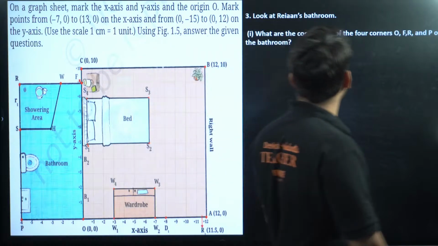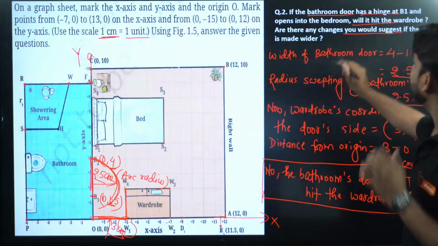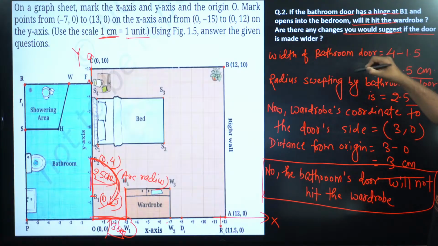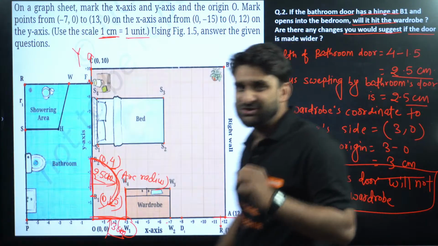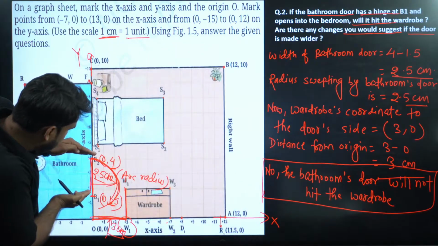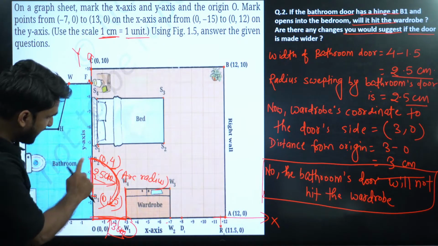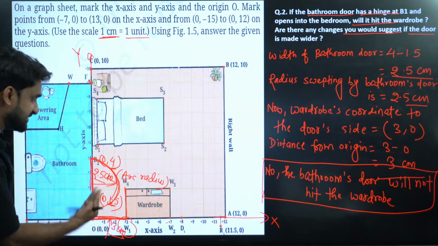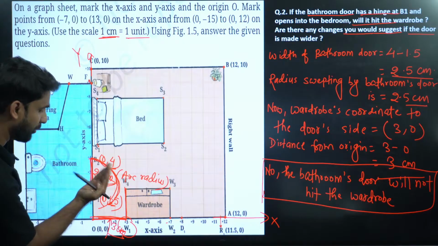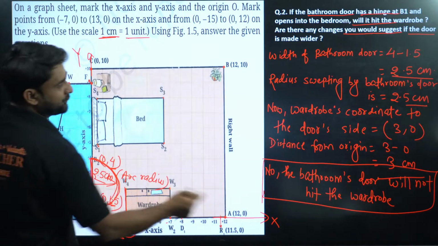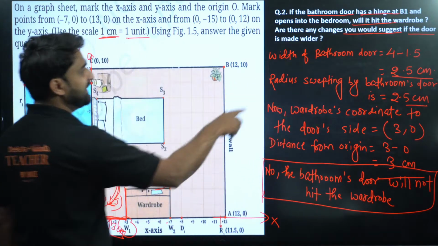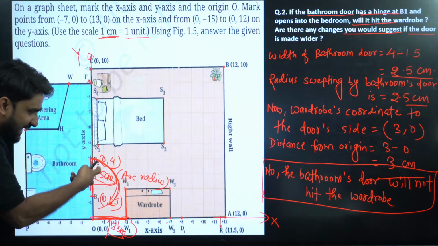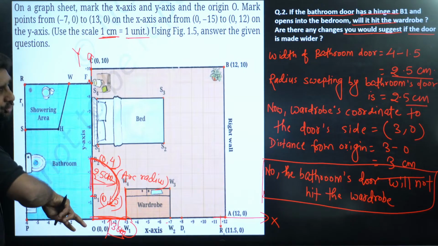Look at Suryan's bathroom. Okay, and few more questions are there. Are there any change you would suggest if the door is made wider? My dear, just imagine if the door will become wider, that will be hitting to the wardrobe wall. So what you can suggest? You can suggest that we can open and close the door inside the bathroom. So first suggestion that we can give is we can construct the bathroom doors in such a way that it will be opening and closing inside the bathroom.